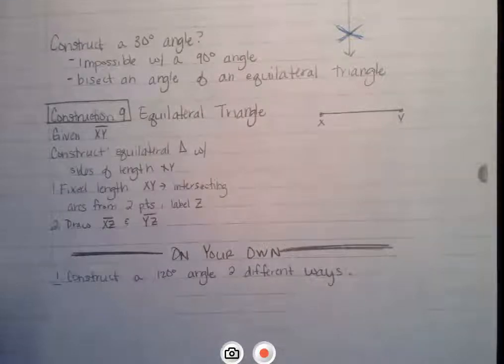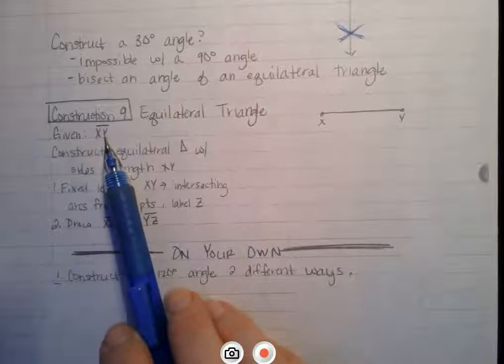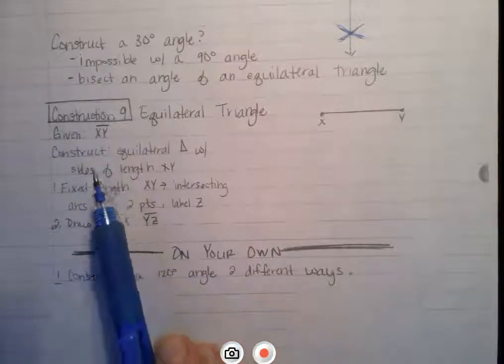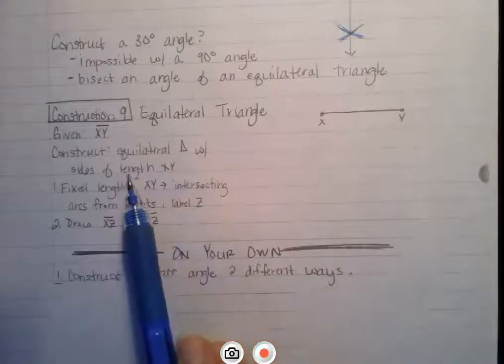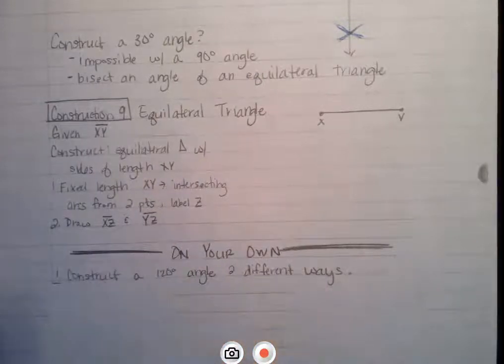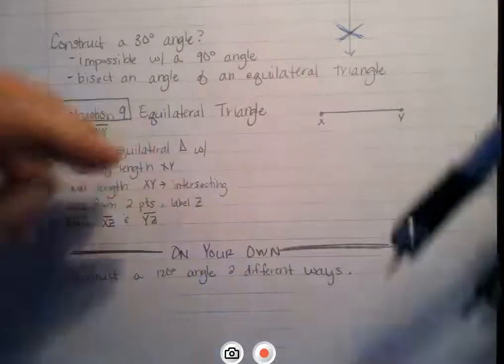Okay, so we've got an equilateral triangle we're going to construct given segment XY. Our construction is to construct an equilateral triangle with sides of length XY. So, we want a fixed length XY intersecting the arcs from 2 points. So let's measure XY.